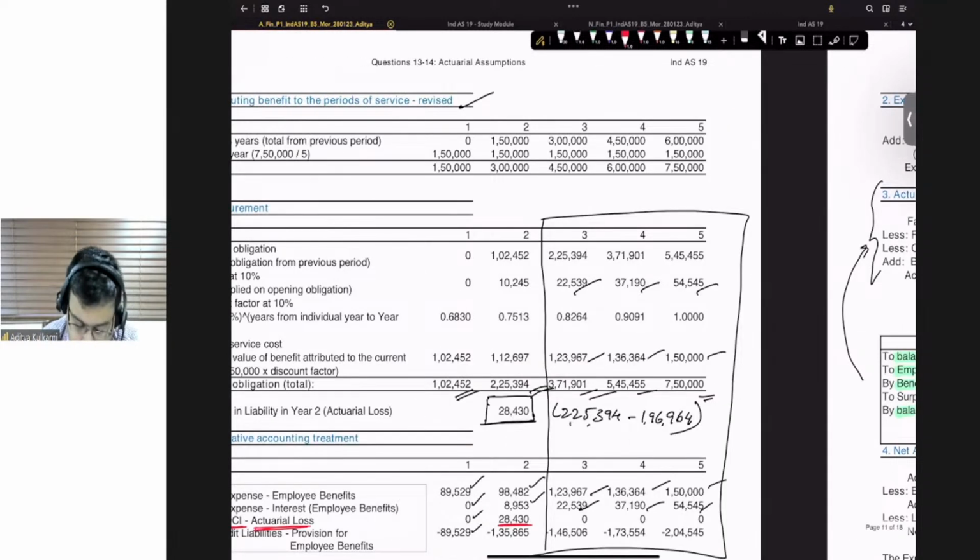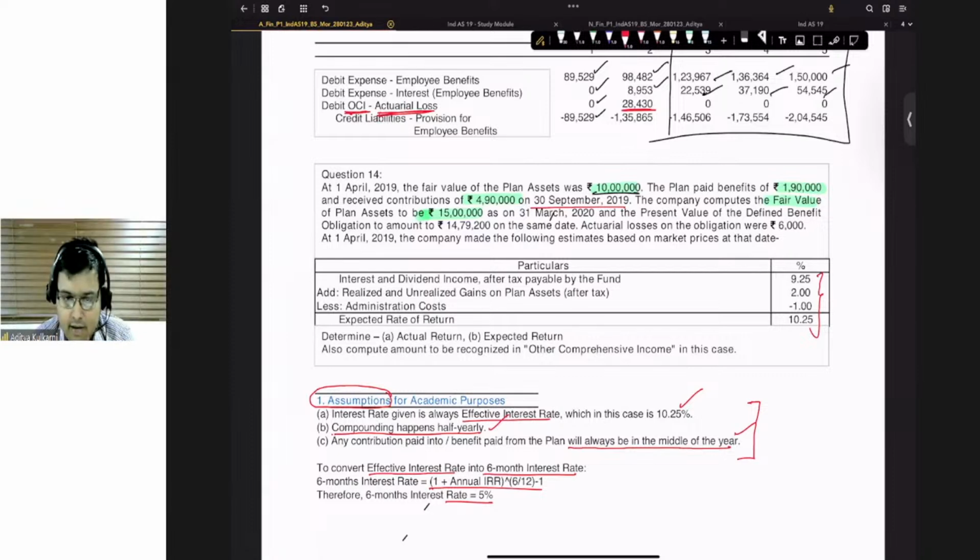See, this is what the fund is actually earning. The fund got an interest and dividend income of 9.25. The fund had unrealized and realized capital gains on plan assets of 2%. And to run the fund, there was an administrative cost of 1%. So the expected rate of return is 10.25. This is actually how the fund's rate of return is calculated. This is given. We are just converting it into the normal rate of interest, which is 5%. 1 plus annual IRR raised to 6 by 12 minus 1.